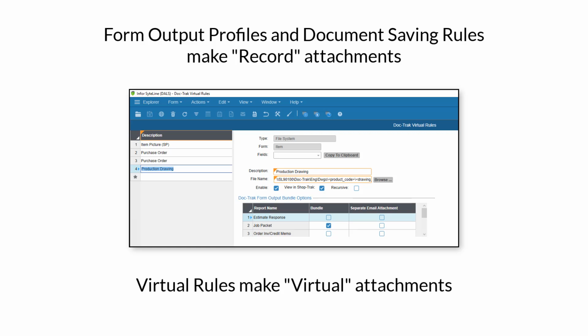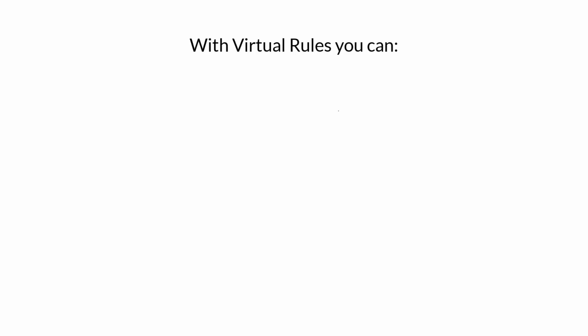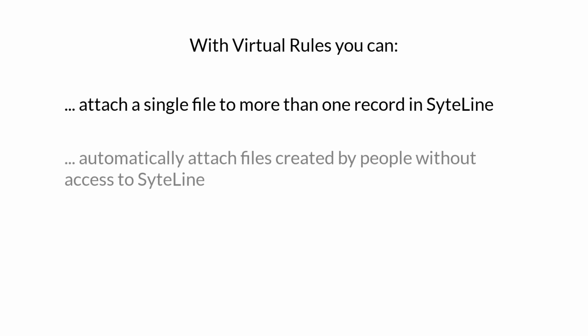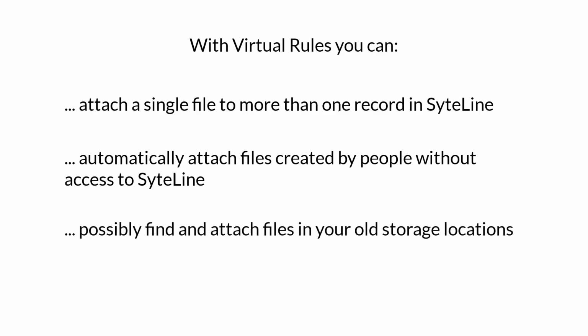So if they don't automatically create new records with a perfect path and file name, then why would you ever want to use them? Well, with virtual rules, you can attach a single file to more than one record in Sightline, automatically attach files generated by people that don't have access to Sightline, and even possibly find and attach important files in your old storage locations automatically without having to reorganize them. For these and other reasons, you may find that virtual rules are essential to your company. Let's look at an example.